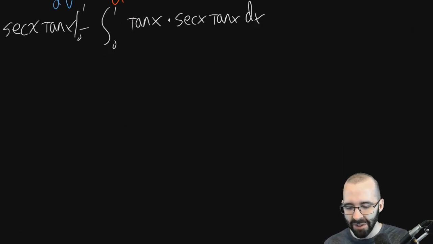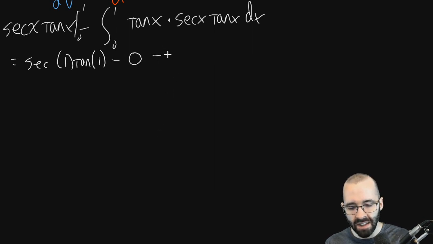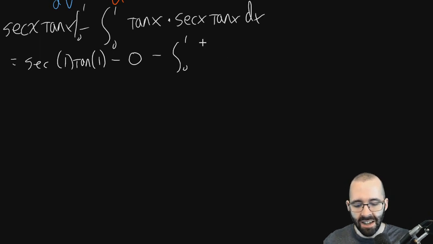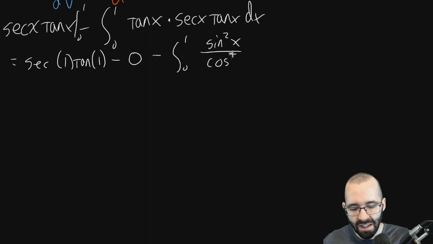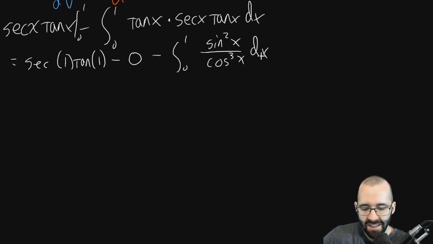Look at this. So the first one is, again, secant of 1, tangent of 1, minus secant of 0, tangent of 0, minus the integral from 0 to 1. Let's write this tangent as sine over cosine, and secant as 1 over cosine. I'm sure this is not the only way to do this.